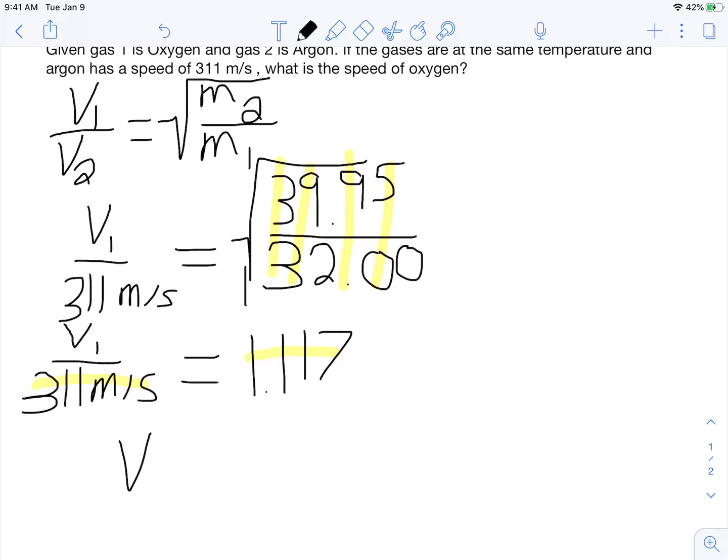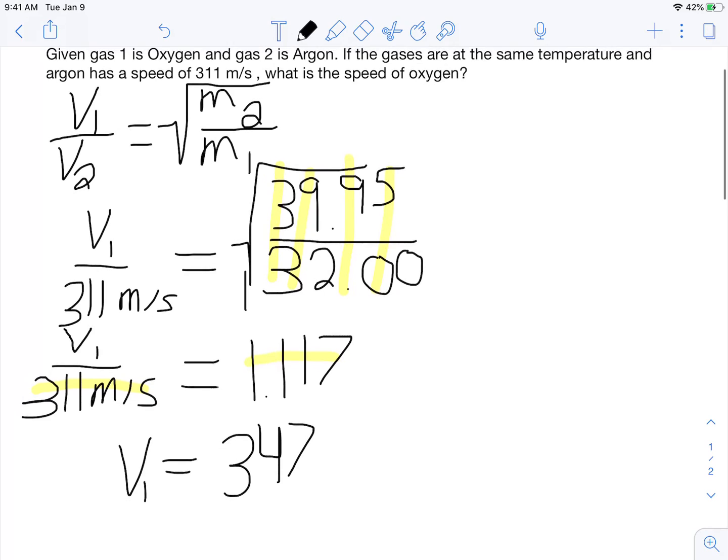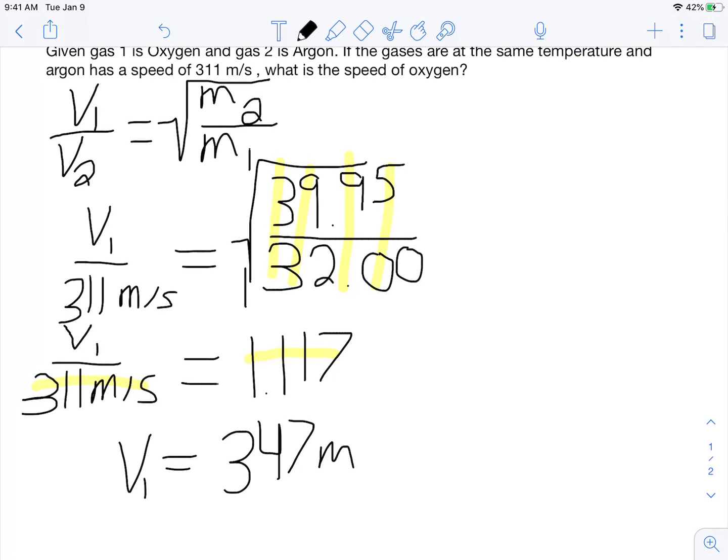So V1 in this case, is going to end up being, with proper sig figs, 347 meters per second. That is going to be the speed of O2. Hopefully that helps walk through a Graham's law problem.